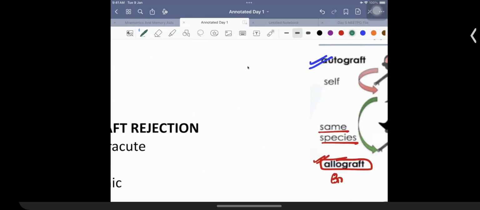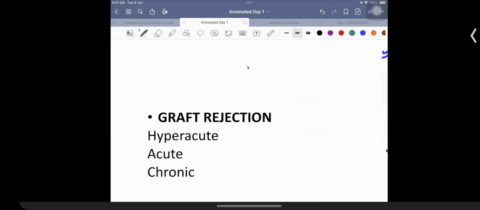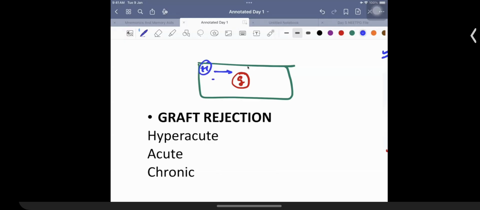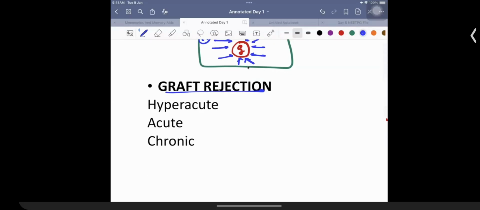Now, if you're going to be putting a graft, there is a possibility the graft is going to be rejected. This is the body of the host. This is the graft that you are putting up. So the immune cells of the host start attacking the graft. If the immune cells of the host start attacking the graft, that is given the name of graft rejection. Right? If that is going to take place within a span of few minutes to hours, it is called hyperacute graft rejection. Most commonly asked question in the exam is on this one.